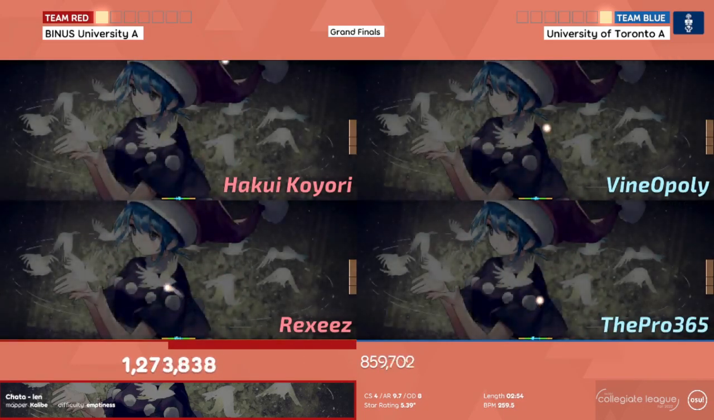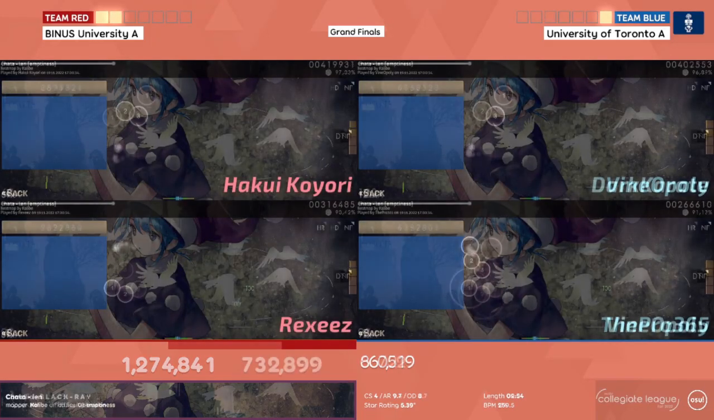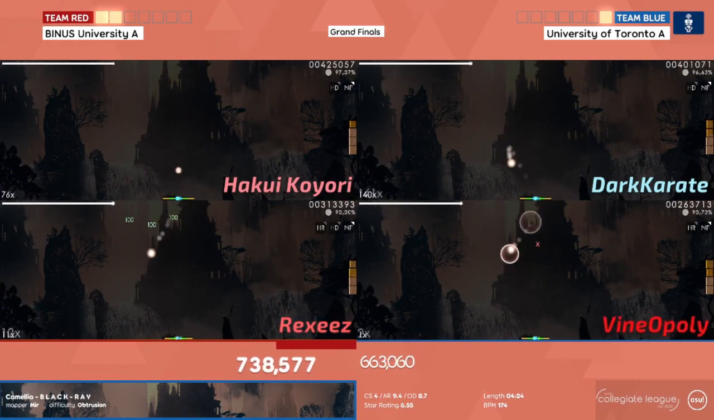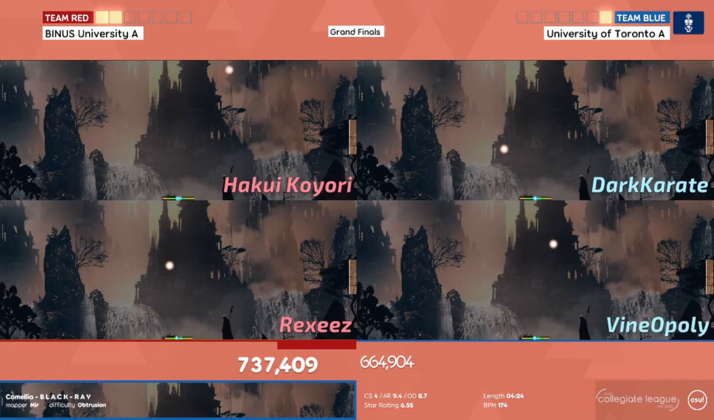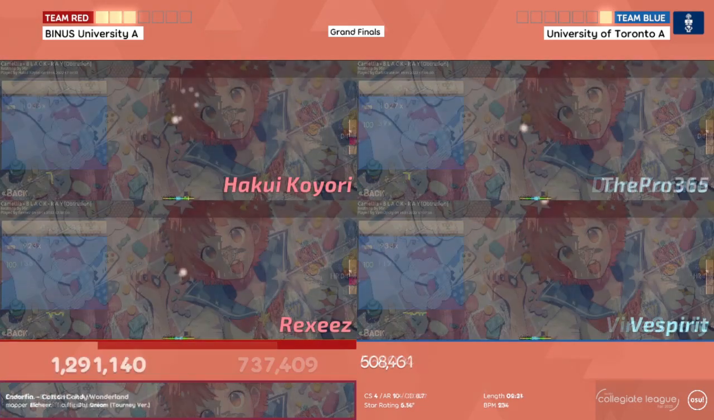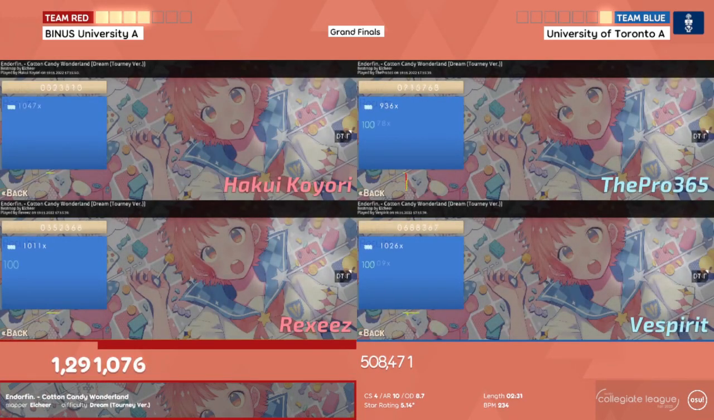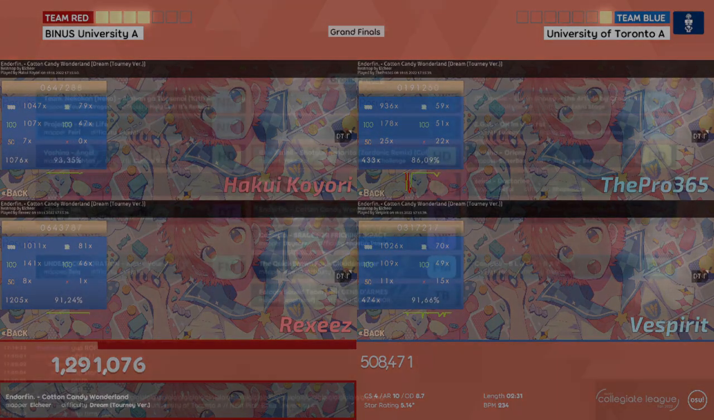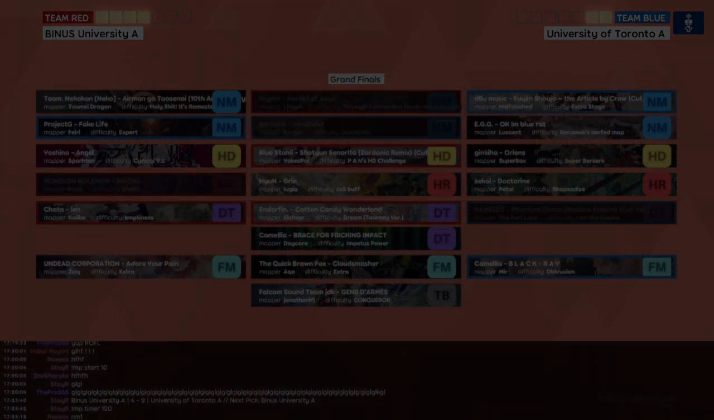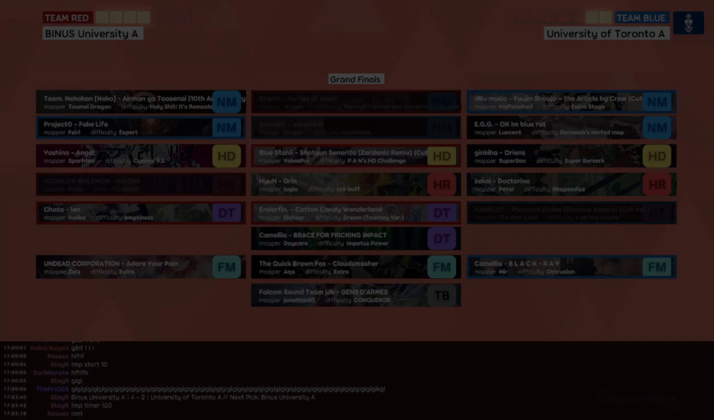Following the first 2 maps, Venus University did respond back with the next 3 maps to make it 4-1 Venus over Toronto. However, Toronto would score the next 2 maps, including this insane finish on No Mod 1. Let's see how it ends up being Toronto.